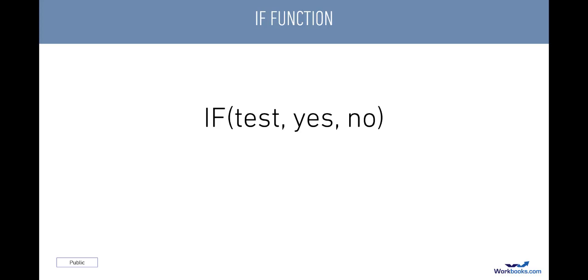You start with the word if and an open bracket, and then you enter your test. Using our previous example, this would be, is it raining? Then you use a comma to indicate that you've finished writing your test. The first thing after the comma is the output you want to show if the test is met. So where I've got yes here, for our previous example, it would say take an umbrella. Then you need a comma to indicate that you're moving on to the output you want to see if the test is not met. So for us, it would be leave umbrella at home or something similar.